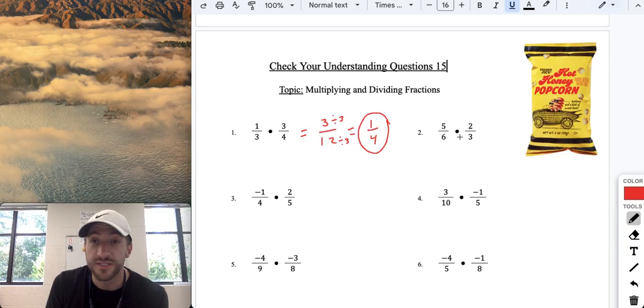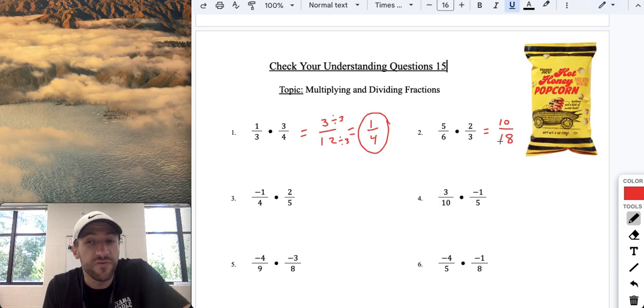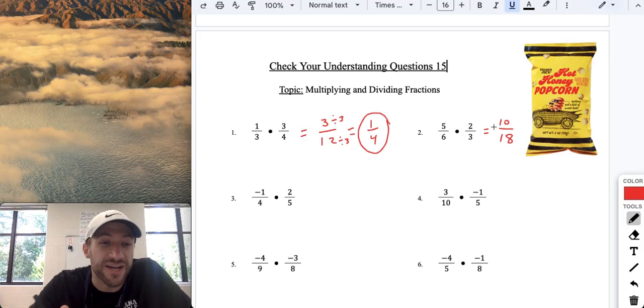The next one, same thing. I'm going to multiply the numerators and then multiply the denominators. So 5 times 2 gives us 10. 6 times 3 gives us 18. Now, even if you can't think about what the greatest common factor is to simplify a fraction, if both of the numbers are even, you know no matter what, 2 goes into them. And sometimes we simplify in steps, and that's okay.